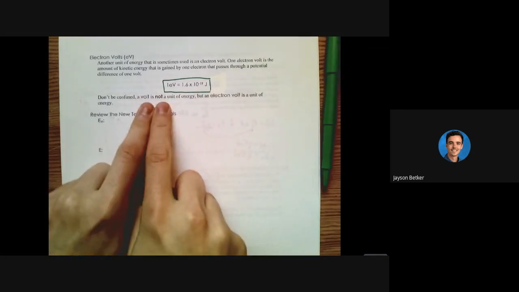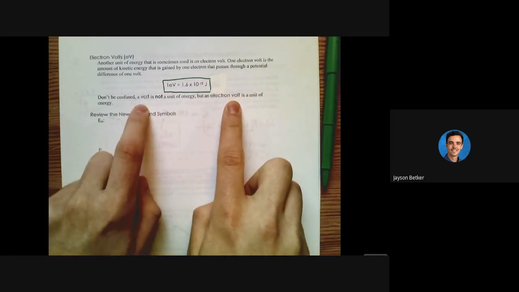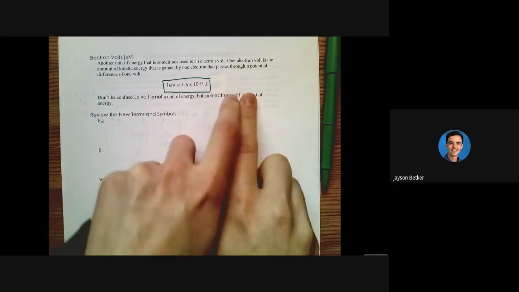Don't be confused. A volt is not a unit of energy, but an electron volt is. A volt is a unit of electric potential. An electron volt is a unit of energy. And I know you're probably thinking, what is Mr. Becker talking about? I'm learning all sorts of new terms and I can't keep track of them all. Let's do a quick review here, and then we'll end the video for the day.